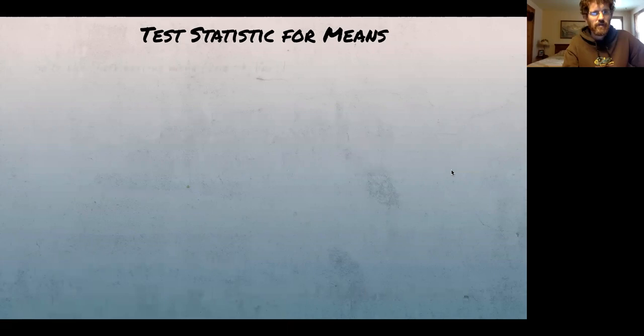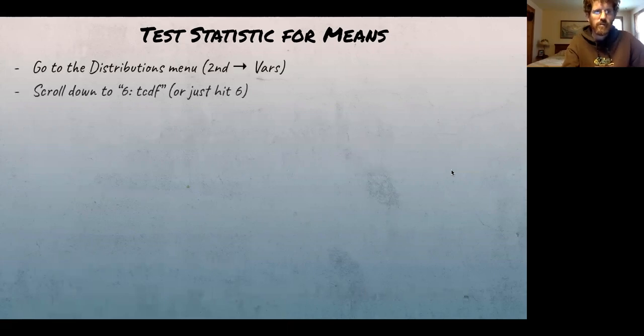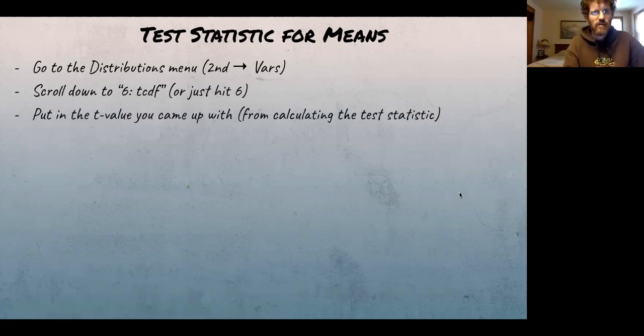So you want to go to your distributions menu, and you'll see option 6 is t-CDF. You just need to hit 6 and you'll get there. Then you can put in the t-value that we got. That was negative 3.260.